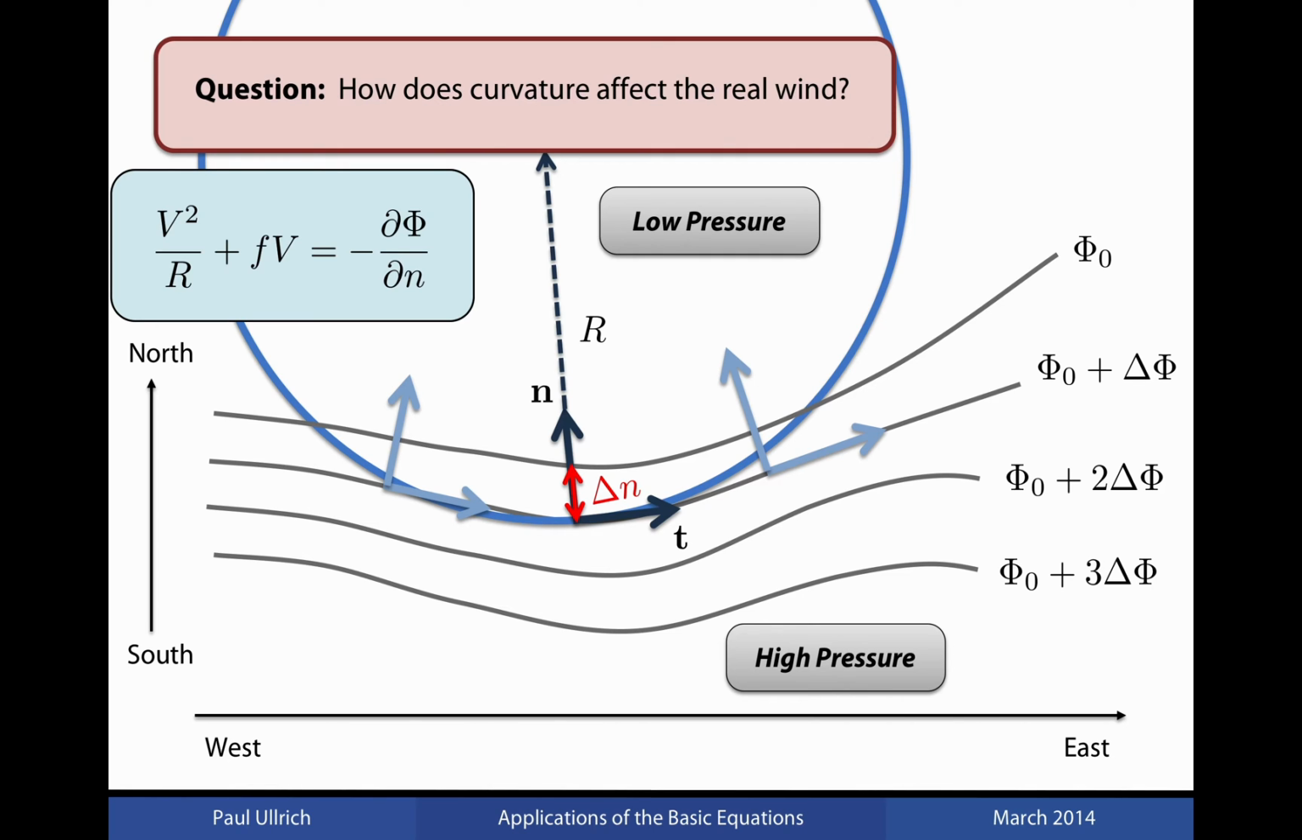Now, instead of simply Coriolis force needing to balance the pressure gradient force, we have an additional term associated with centrifugal force acting on the fluid parcel. So in this case, when R is positive, we're going to have that the centrifugal force plus the Coriolis force together will balance the pressure gradient force experienced by the fluid parcel.